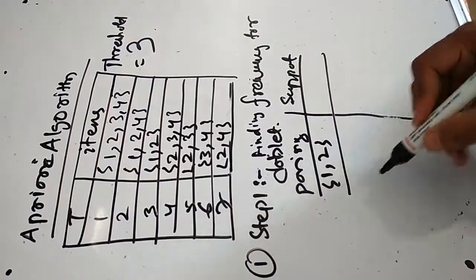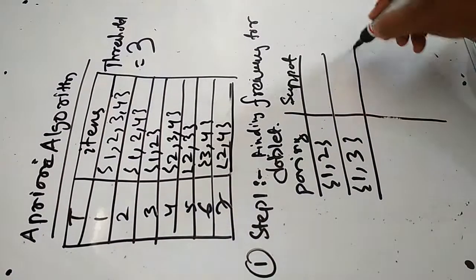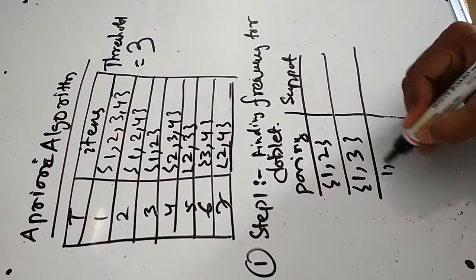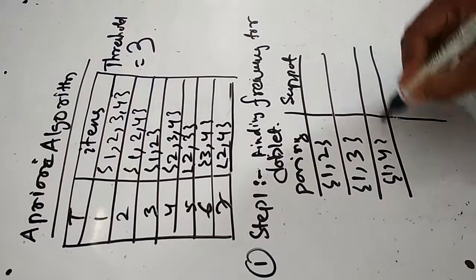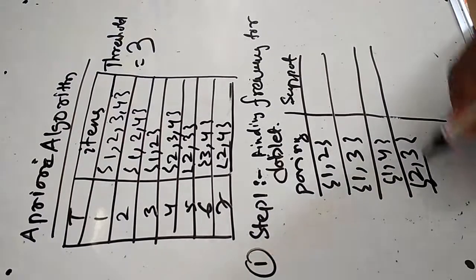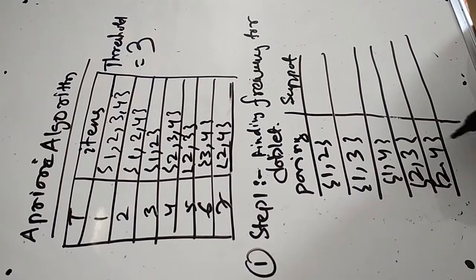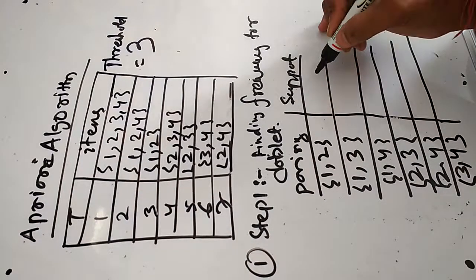Then the same way 1 comma 3, 1 comma 4, 2 comma 3, 2 comma 4, and then 3 comma 4. Okay, so what is the support here?